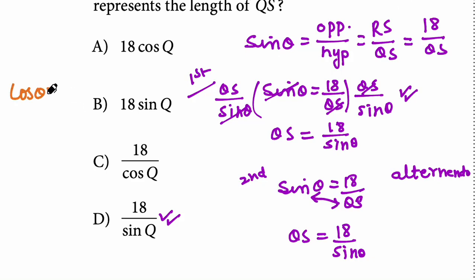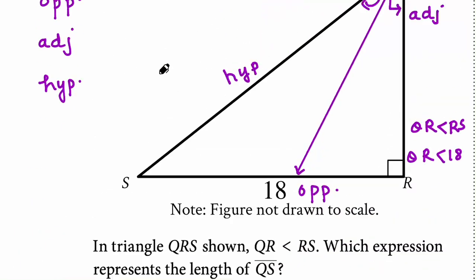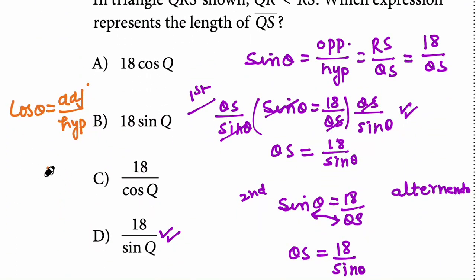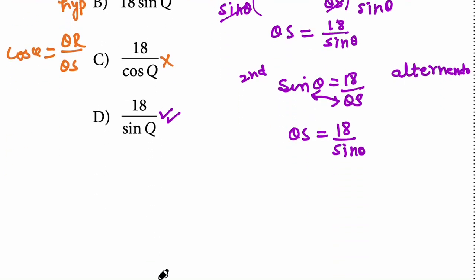So cos theta is equal to adjacent over hypotenuse. Now adjacent is QR, right? And it is given that it is less than 18, but definitely proper measurement is not given. But in our options, cos theta goes with the 18. So our smart step is that we can completely delete it, right? And 18 upon sine theta or sine Q is our correct option, D. Okay.